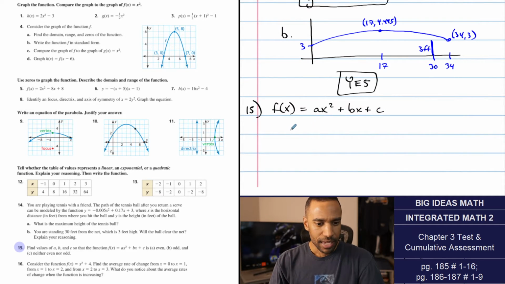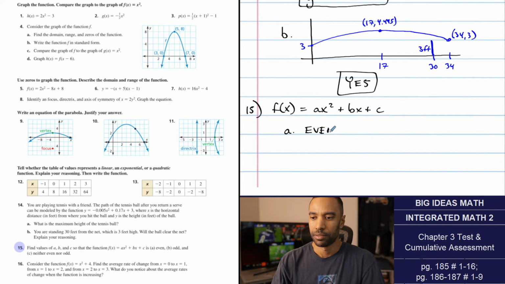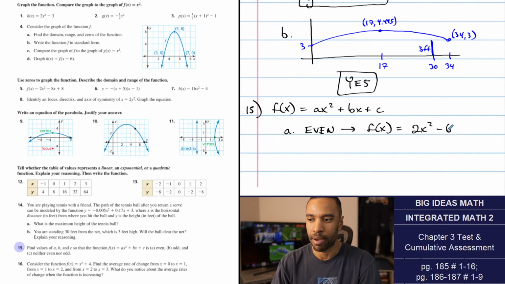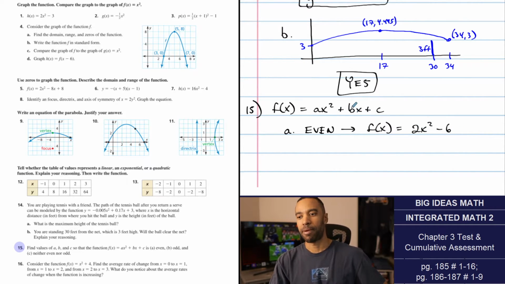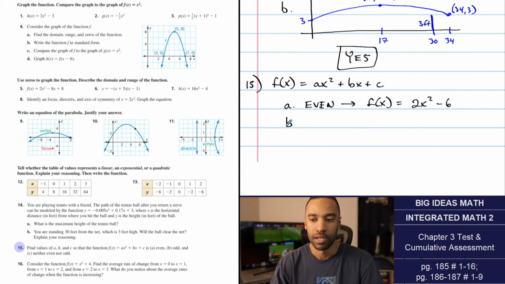We need it to be even. To be an even function, you can't have a b value. That's basically the extent of what I need here. So I can make this 2x squared minus 6. I can't have a degree 1 term. I can only have even degree terms. I can't have an odd degree term. There's an example. These are open-ended, so you can come up with any number here and here.